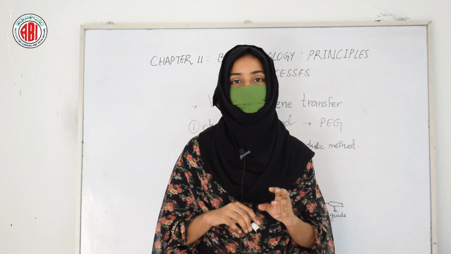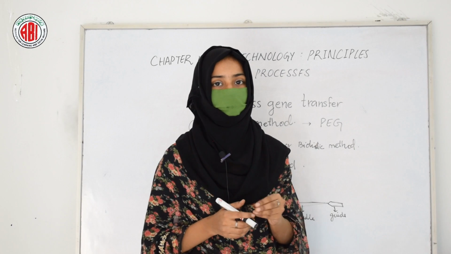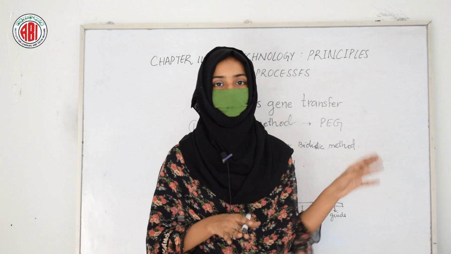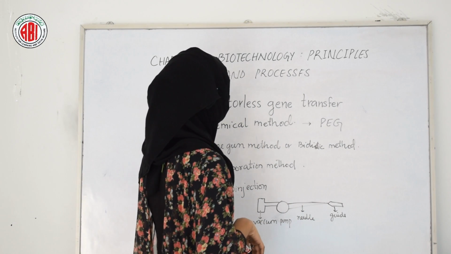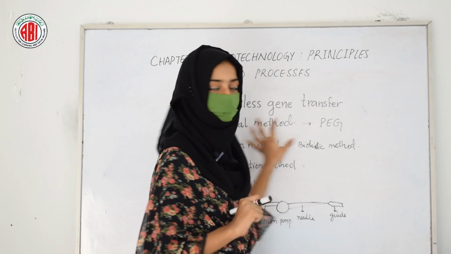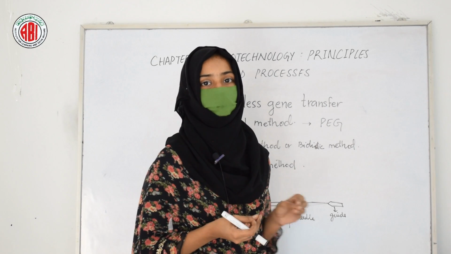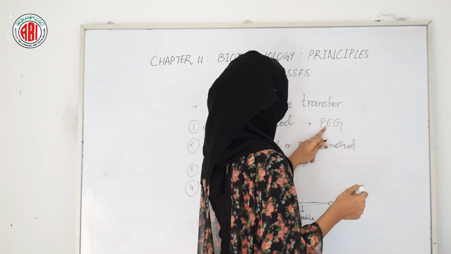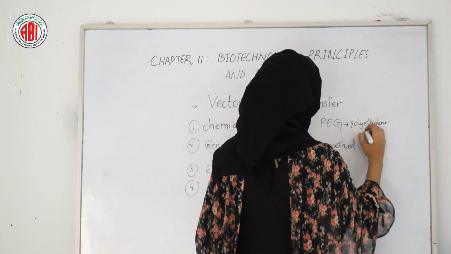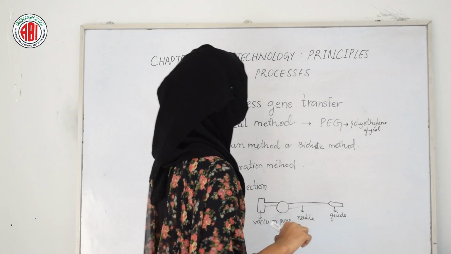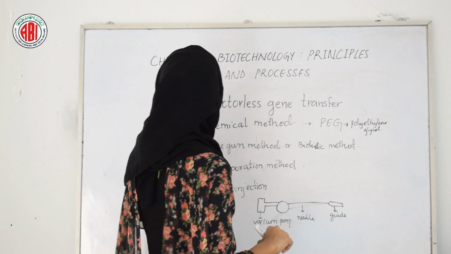So there are certain methods through which the gene can be transferred into the host cell without any vector. We are not using any vector here, but certain methods help us to transfer the gene into the host cell. The first one is the chemical method. In this method, the protoplast along with the desired gene is kept in a medium that contains a chemical called PEG. Here PEG stands for polyethylene glycol. This is a chemical which makes the gene get into the protoplast of the host cell. So this is about the chemical method.